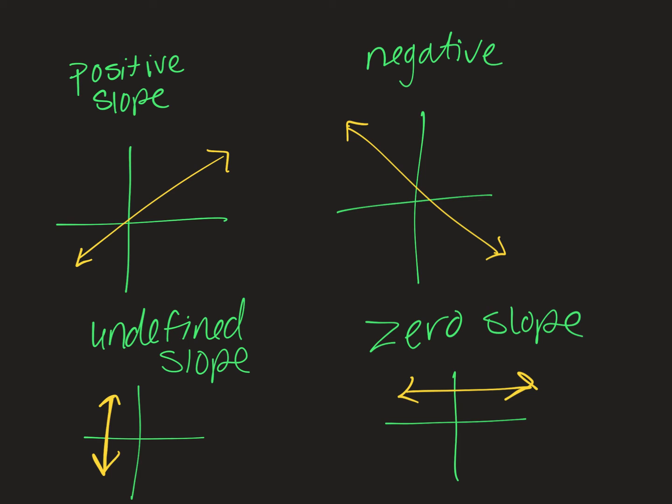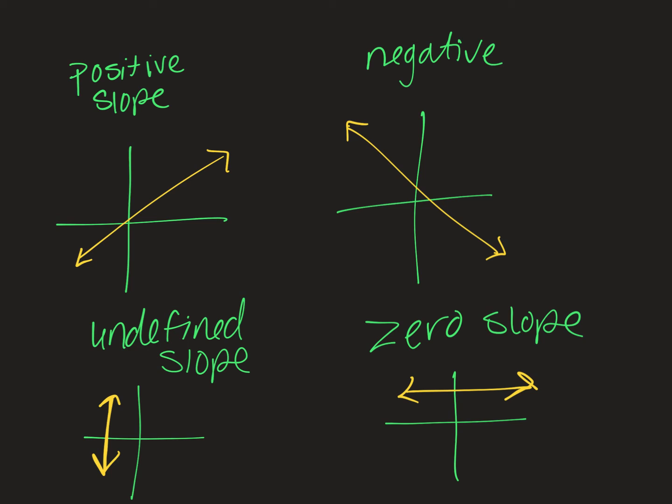All right, so for it to be undefined, basically that means when you find the slope, you end up with a 0 on the bottom because you can't divide by 0, which is what makes it undefined. Zero slope is when you get a 0 on the top part and you get a horizontal line. And then positive is just when your answer is positive, negative is when it's negative.